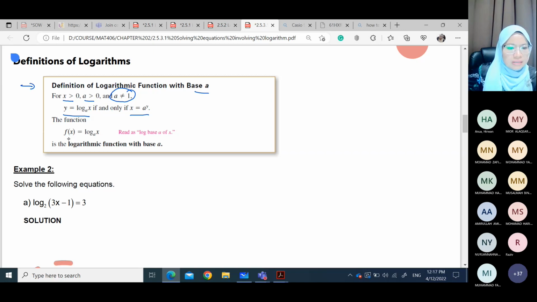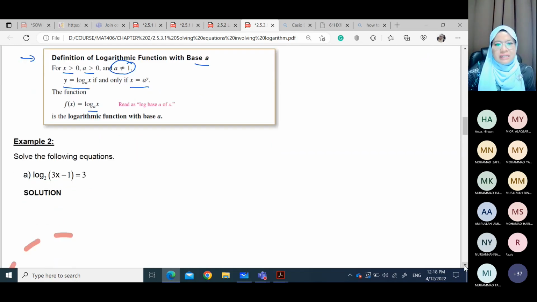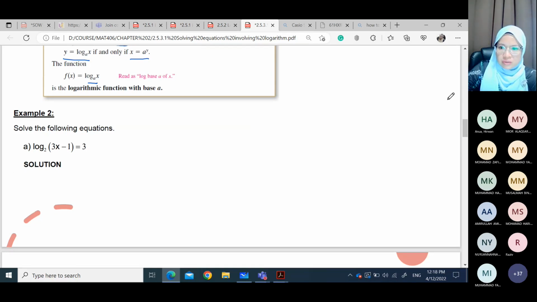Okay, and the function f of x is log a x, read as log base a of x. Ini macam kita nak baca je, log base a of x. So x is a value and a adalah base. So is the logarithmic function with base a. Alright, so ada soalan untuk definition ni? Tak ada. So x and a must be positive and a cannot be equal to 0 or 1.